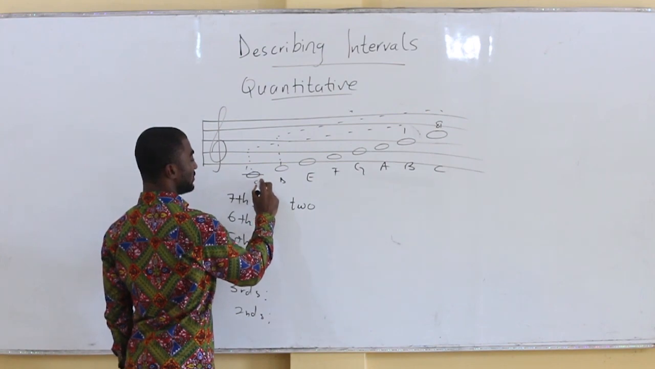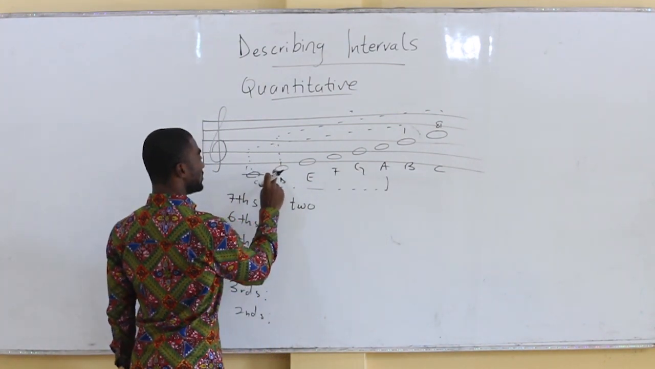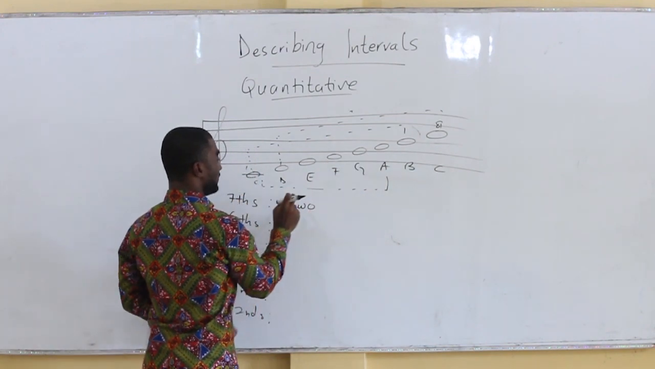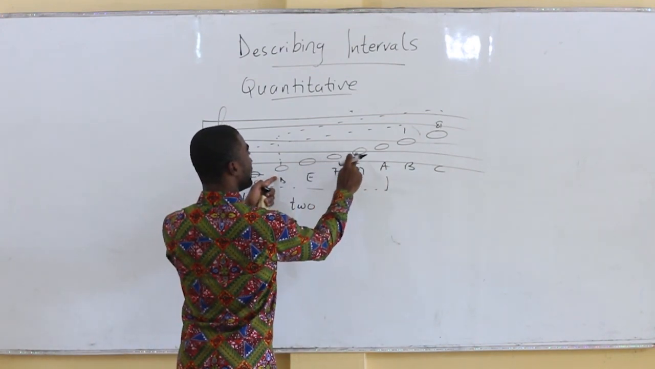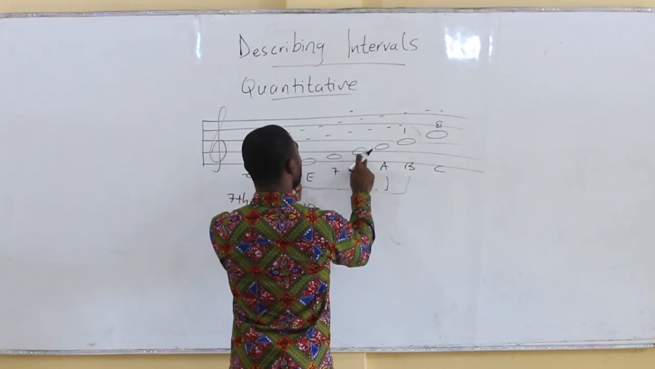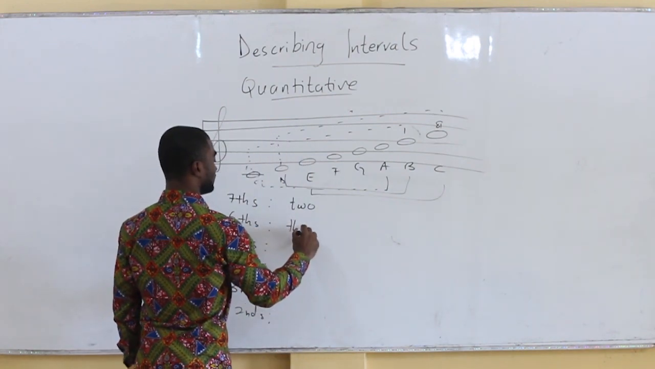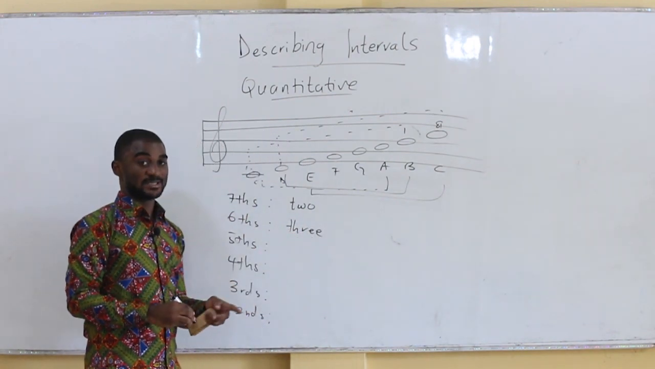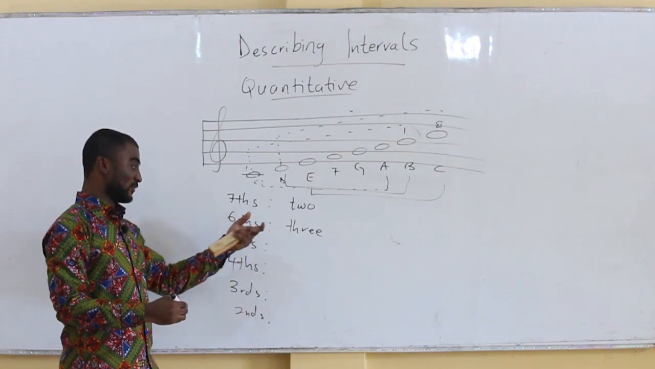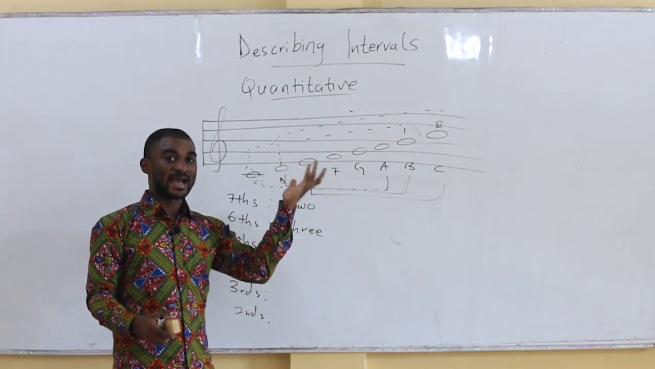If I start from C to A, it's a sixth. 1, 2, 3, 4, 5, 6. If I start from D, 1, 2, 3, 4, 5, 6. D to B. Start from E, 1, 2, 3, 4, 5, 6. So there will be 3. Do you see that it's formulaic? Everything will follow the pattern. So it means we add it to get 9.